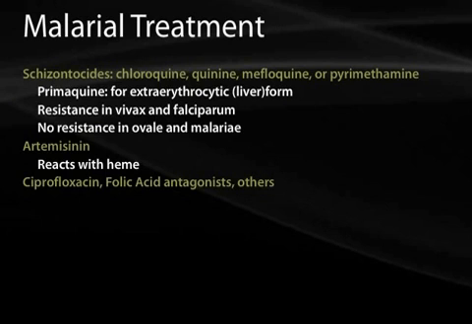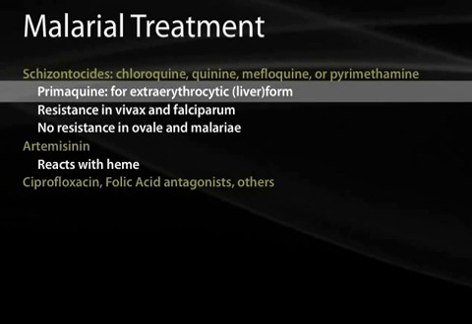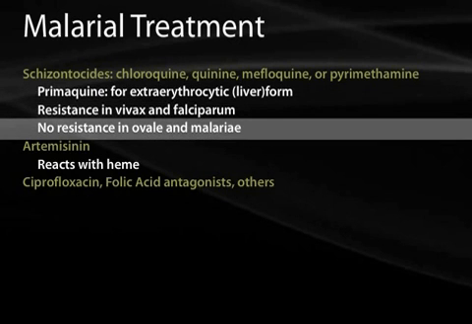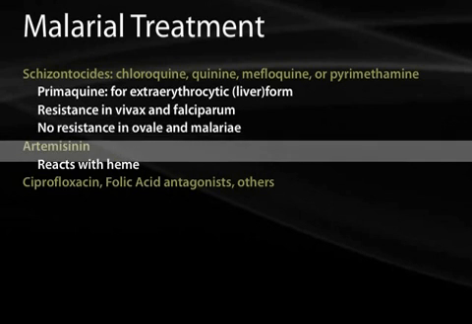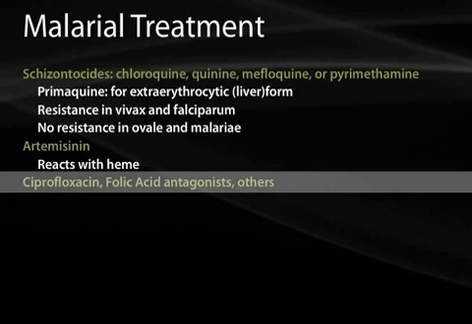Treatments for malaria depend on what you want to treat. If you want to treat the schizonts, you have to get schizonticides, like chloroquine, quinine, mefloquine, or pyrimethamine. Primaquine is for the extra-erythrocytic form, and resistance in vivax and falciparum is common. Fortunately, ovale and malariae do not have resistance to the schizonticides. You could try artemisinin, which reacts with heme and kills the malaria as well, or you could do ciprofloxacin, folic acid antagonists, and others. In short, there's lots of different treatments for malaria because none of them are very great.